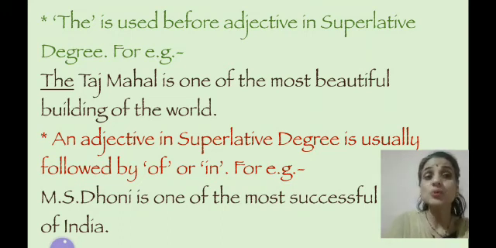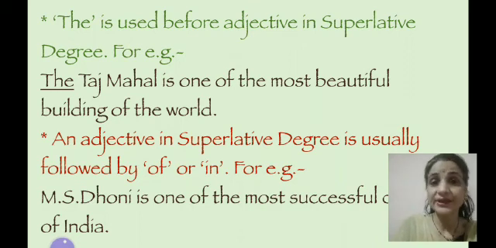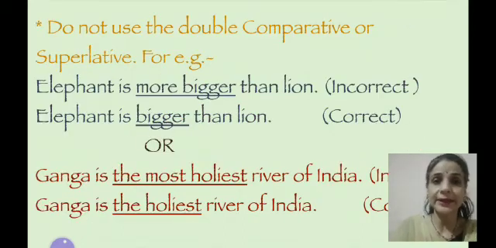An adjective in superlative degree, another rule. When you use an adjective in superlative degree, after that most of the time you have to use of or in. Like in comparative degree we use than, but in superlative degree most of the time we use after the adjective of or in. For example, MS Dhoni is one of the most successful captains of India. So, of India. So you have to use after superlative degree of or in.